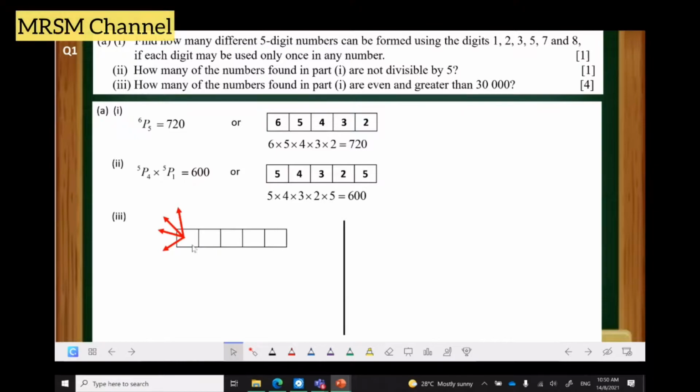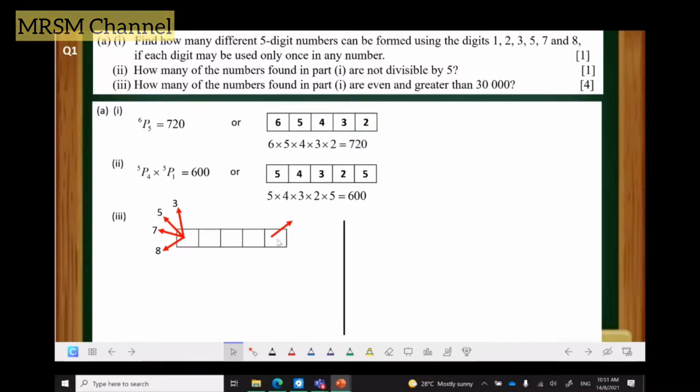If you put number 1 here, the number is less than 30,000. It will become 10,000 plus. 2 also cannot, because it will become 20,000 plus. Alright, so the digits you can fill here are digit 3, 5, 7 or 8. But at the same time, the number that you write must be even, so the last digit should be an even number. The even numbers here are 2 and 8.